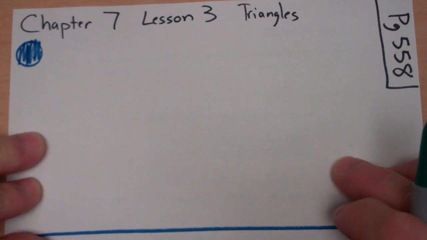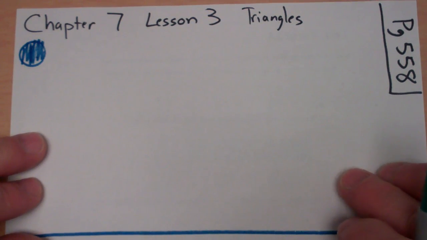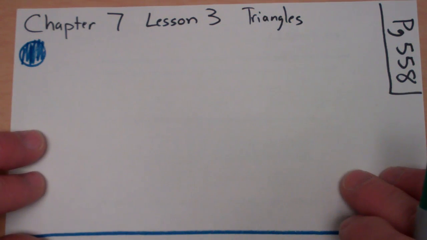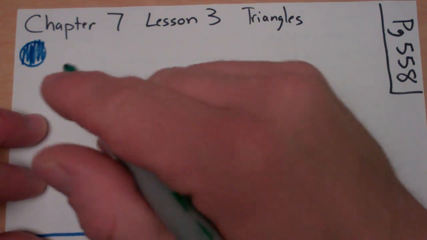Alright, this is Chapter 7, Lesson 3 on triangles. I'll be doing the guided practice off page 558. First of all, I'm just going to talk briefly about triangles, what they are.